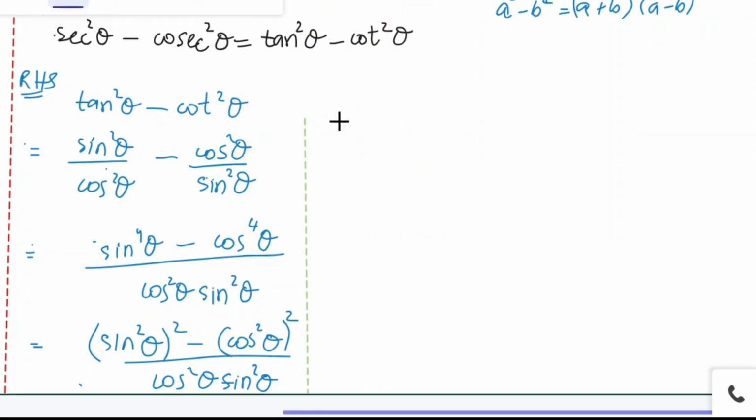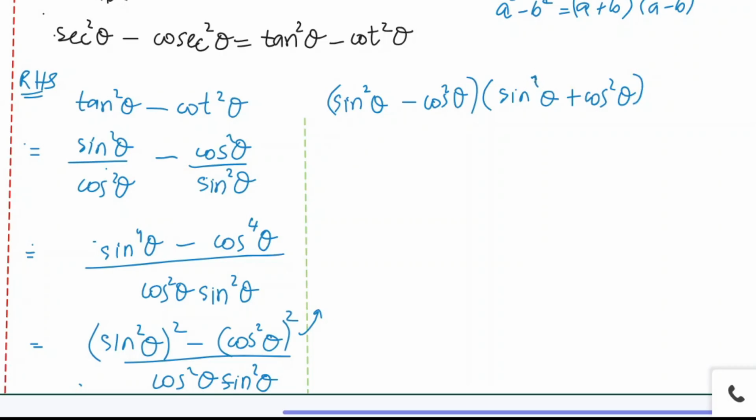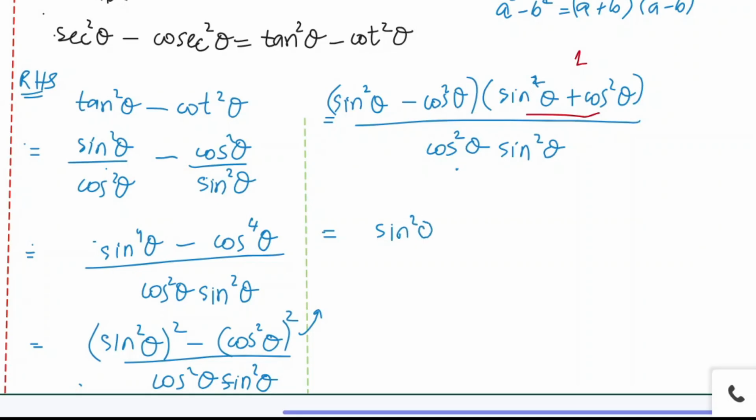We have the square of sin square and cos square with the minus sign between, so we can write it as (sin square minus cos square)(sin square plus cos square). Sin square is used as a and cos square as b, and the denominator is the same. From the numerator, you can check that sin square plus cos square is equal to 1. So the numerator is simply left as sin square minus cos square, and the denominator is cos square sin square.